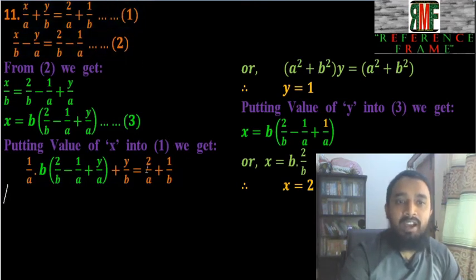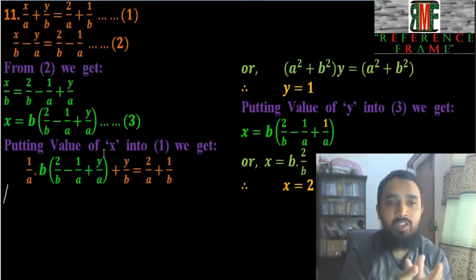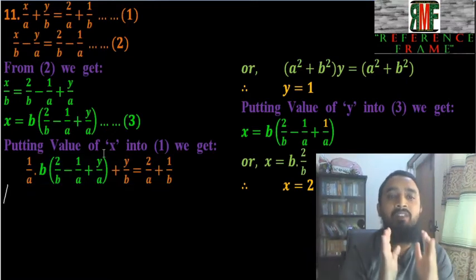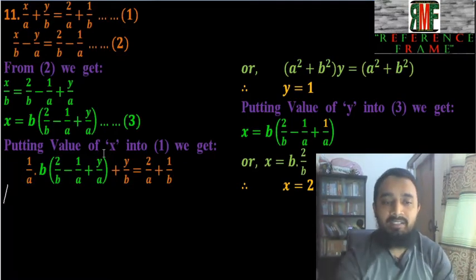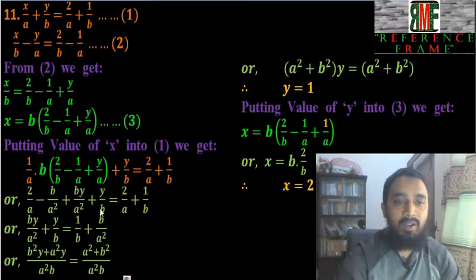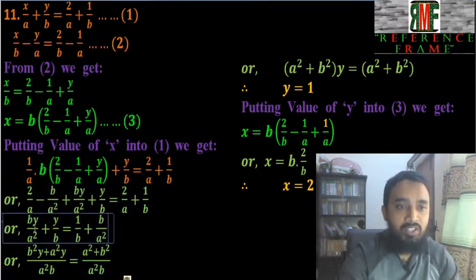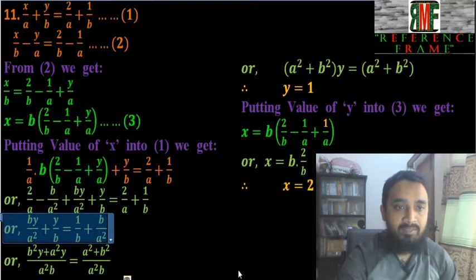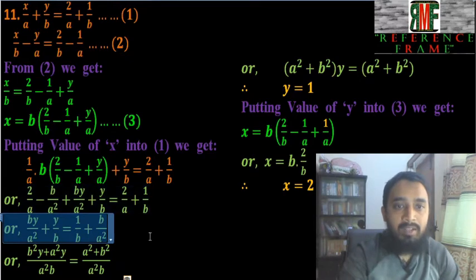Now we need to find the value of y, because there is only one variable in this equation now, y. So we'll keep y on the left hand side and move the others to the right hand side. By expanding the bracket and moving terms, we have a situation like this, as I marked in this box: y by a square plus y by b is equal to 2 by a plus 1 by b plus b by a square.